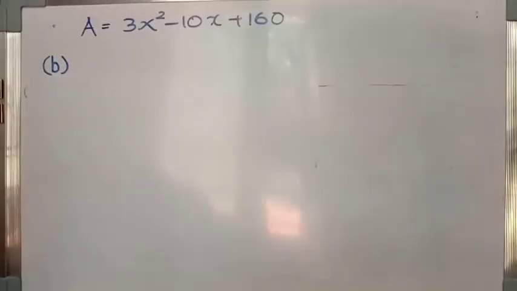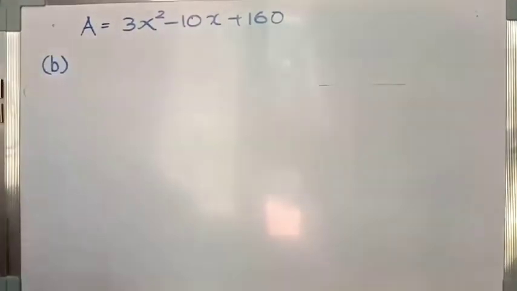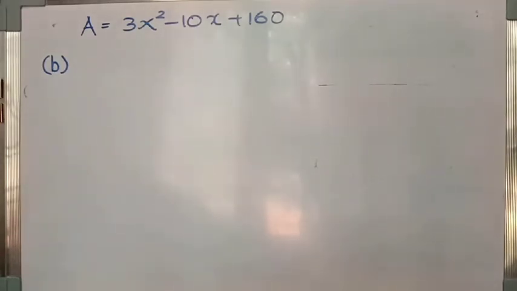Question B is, given that x can vary, find the value of x for which the area of PQRS is a minimum and find the magnitude of this minimum area. Okay, what they have given is that area of PQRS is minimum, and also find the magnitude of the minimum area.